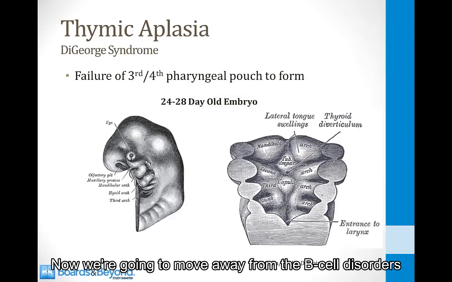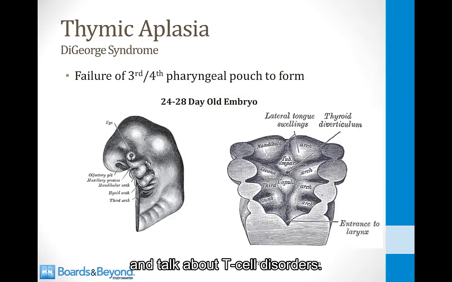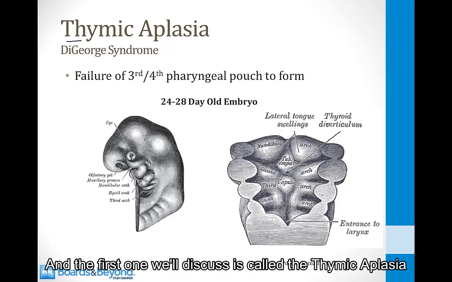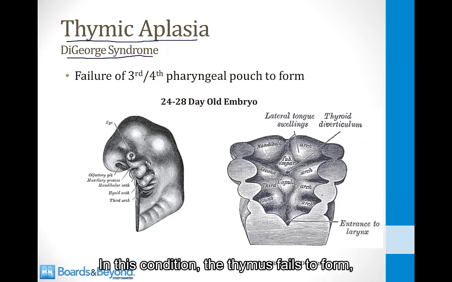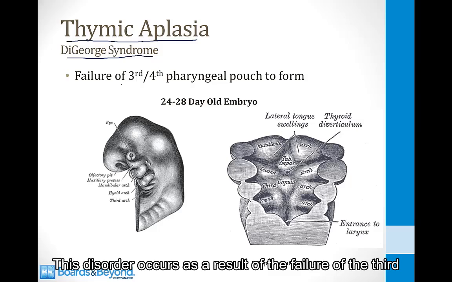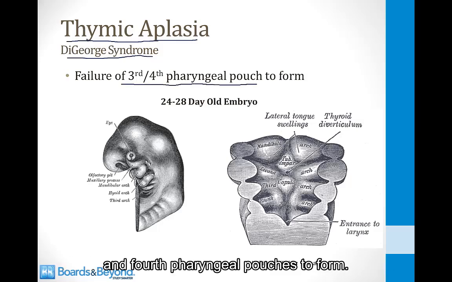Now we're going to move away from the B-cell disorders and talk about T-cell disorders, and the first one we'll discuss is called thymic aplasia or DiGeorge syndrome. In this condition, the thymus fails to form, and therefore you have a complete absence of mature and functional T-cells. This disorder occurs as a result of the failure of the 3rd and 4th pharyngeal pouches to form.